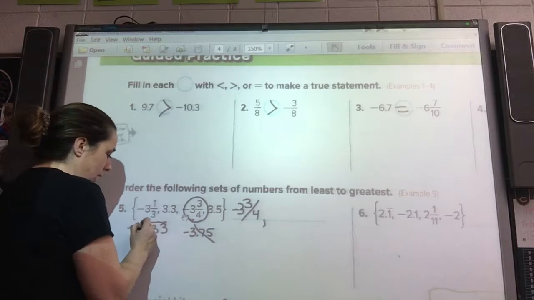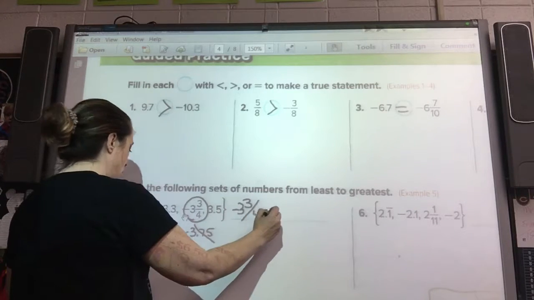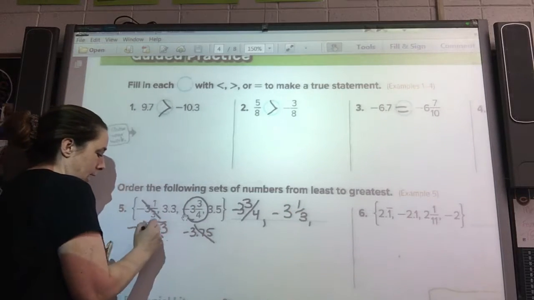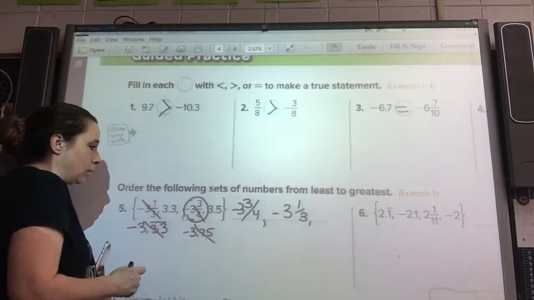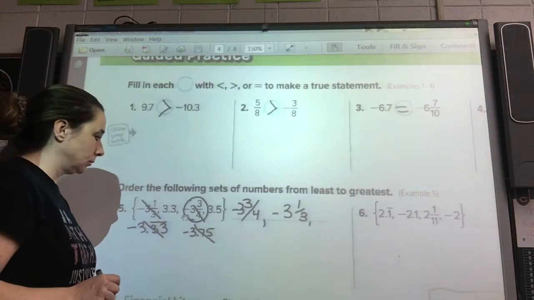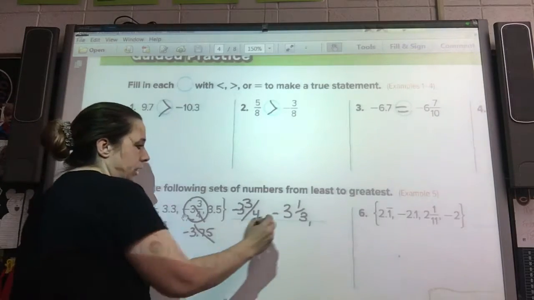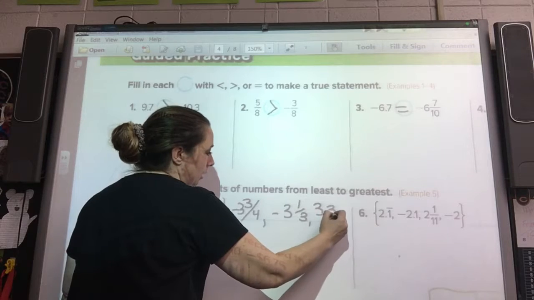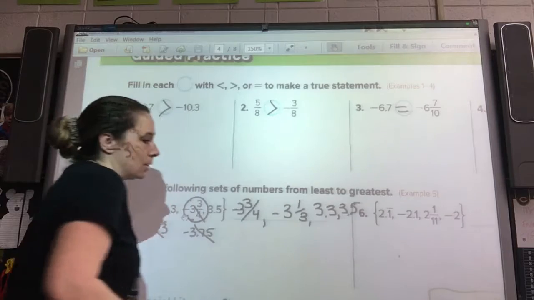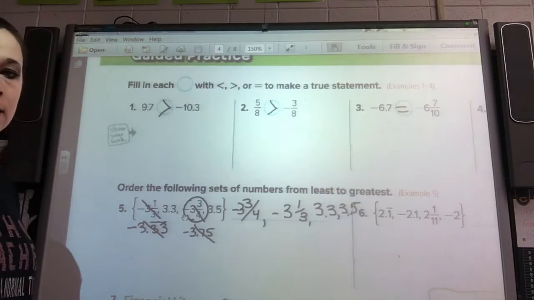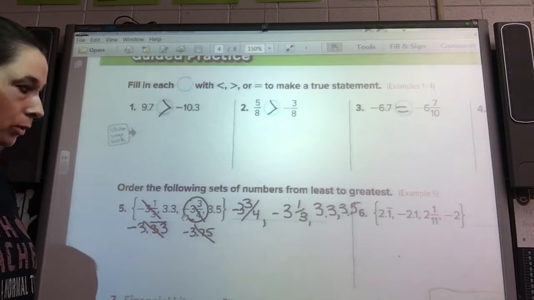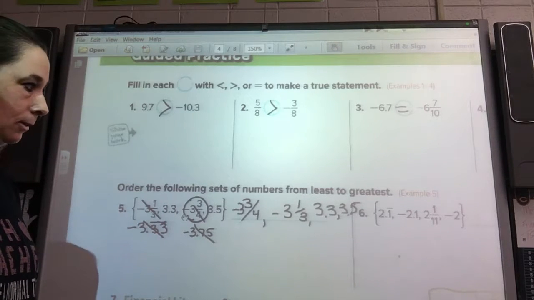Then we gotta put our other negative. So negative 3 1/3. Now we've got having $3.30 or having $3.50. So $3.30 comes next, 3.3, followed by 3.5 would be having the most. So that's your greatest amount. So least to greatest, negative 3 3/4, negative 3 1/3, then having $3.3, and having 3.5.